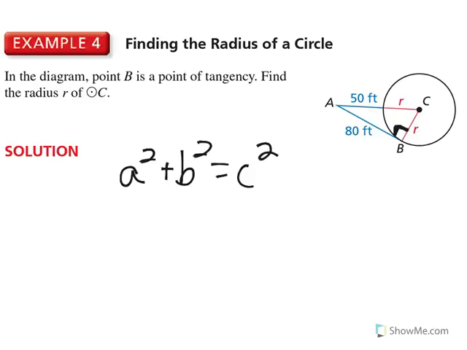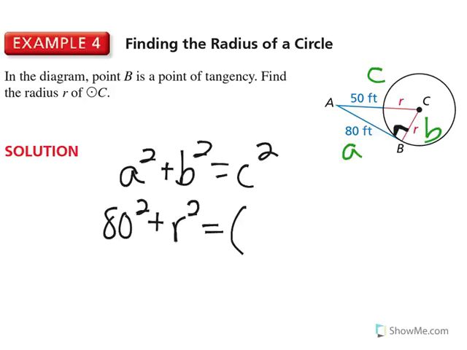And so if I plug in my lengths, let's look at where they're going to be. First, across from the right angle is the hypotenuse, which is our C, and then we have A and B. For A, I'm going to put in 80 squared. For B, I'm going to put in R. And then for C, we have a whole length there, so I'm going to write that whole thing in parentheses. The length for C right now is 50 plus R, and then I'm going to square it.